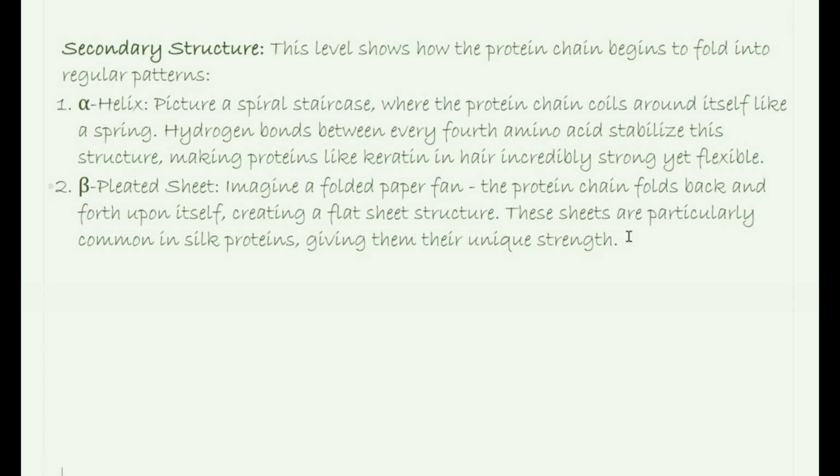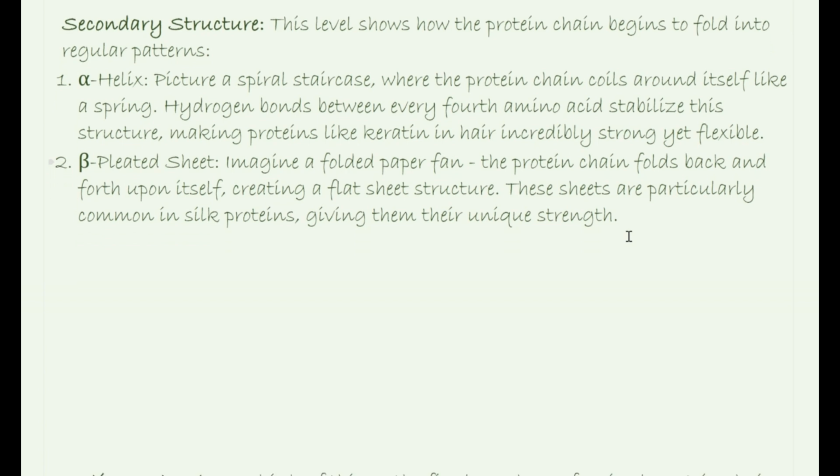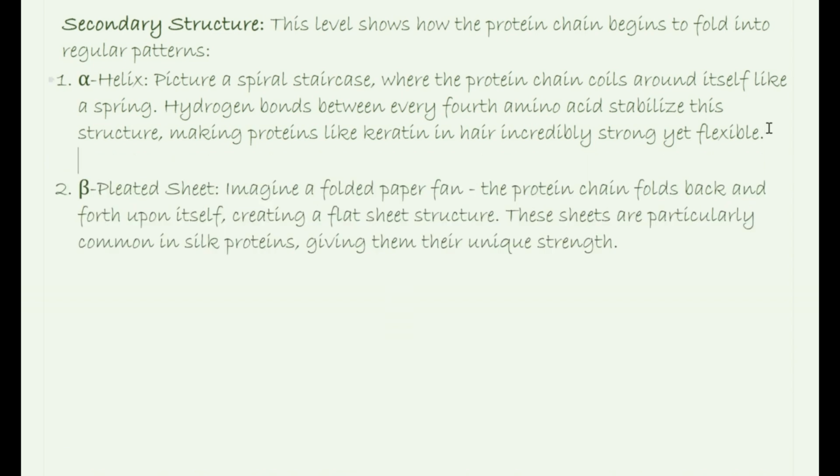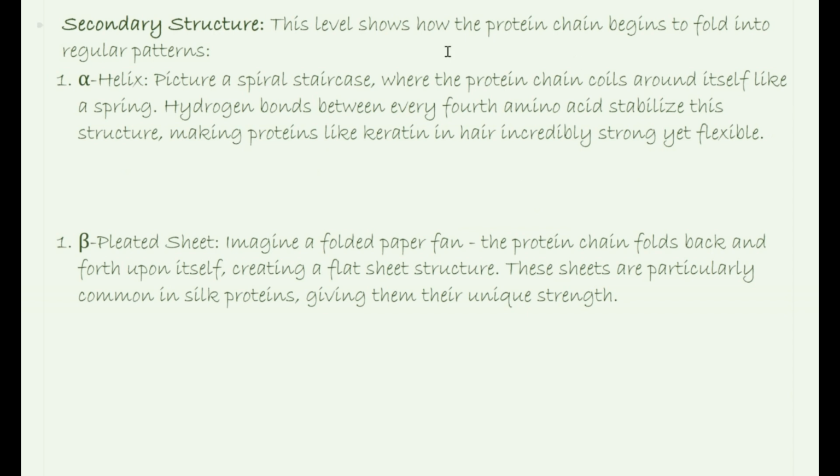In case of secondary structure, this level shows how the protein chain begins to fold into regular patterns. The first part is the alpha helix. Alpha helix will look like this kind of spiral structure. The chain coils around itself like a spring. Okay, like a spiral structure.